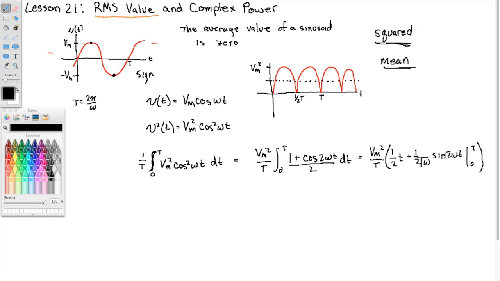You can check yourself. If you take the derivative of this thing, the sine turns into a cosine, the 2 omega comes down and cancels with the omega here and cancels with the 2 here, leaving 1/2. So that's correct.